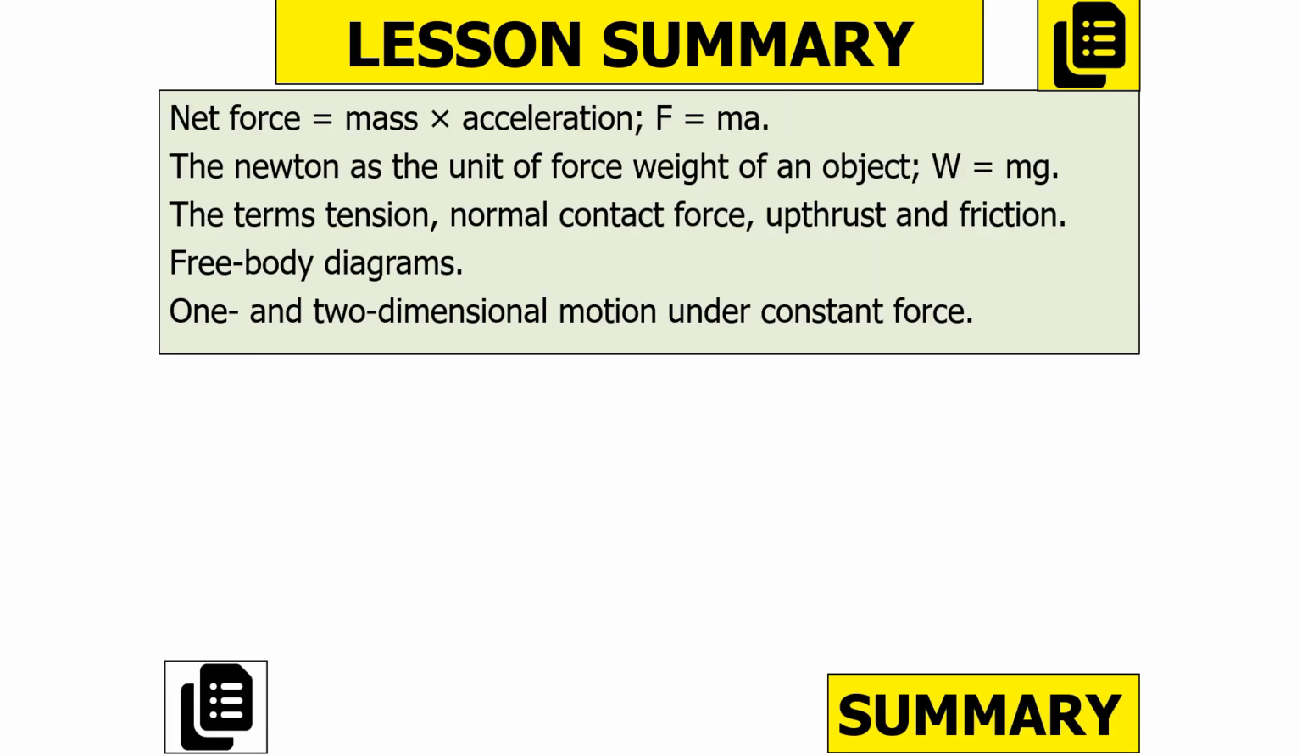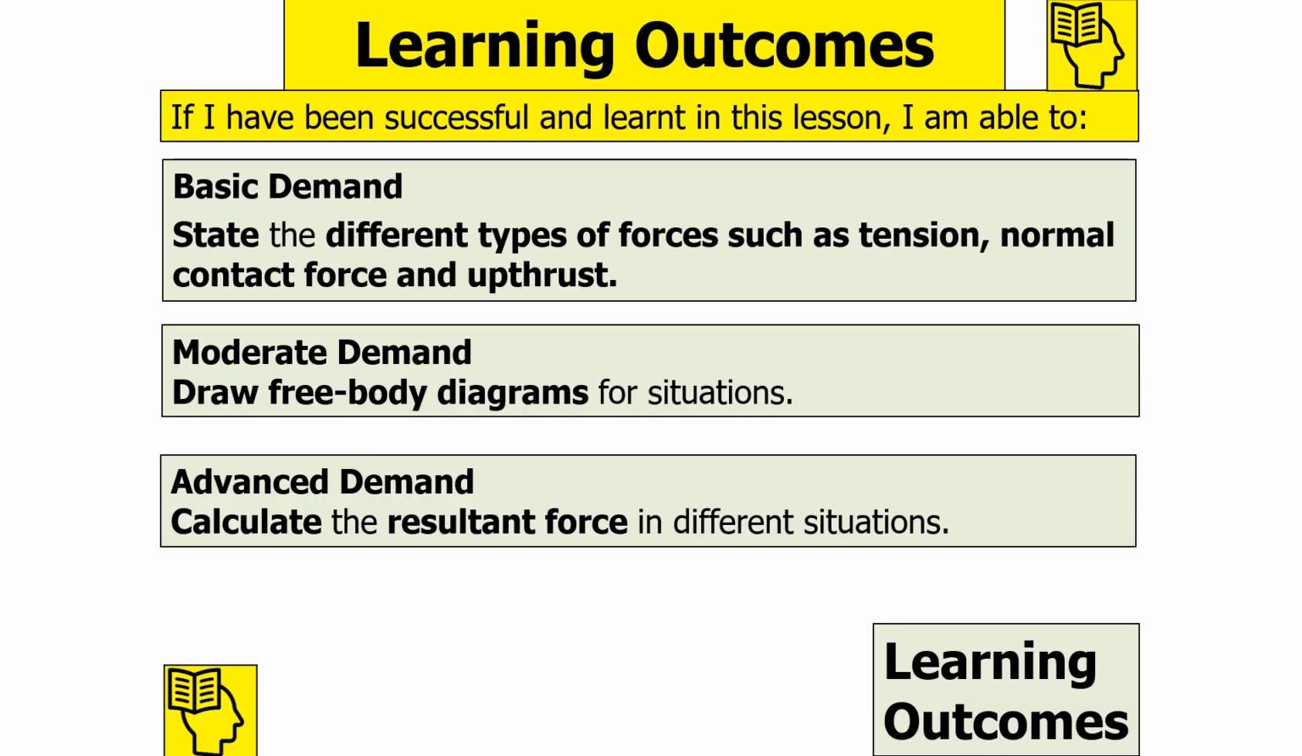So to summarise what we've looked at in today's lesson, the net force or resultant force is equal to mass times acceleration, F equals ma. The Newton as a unit of force, and the weight of the object is equal to W equals mg. The terms tension, normal contact force, upthrust and friction, free body diagrams, and one-dimensional and two-dimensional motion under a constant force. So if we've been successful and we've learnt in today's lesson, we should be able to state the different types of force such as tension, normal contact force and upthrust, draw free body diagrams of different situations, and calculate the resultant force in different situations.